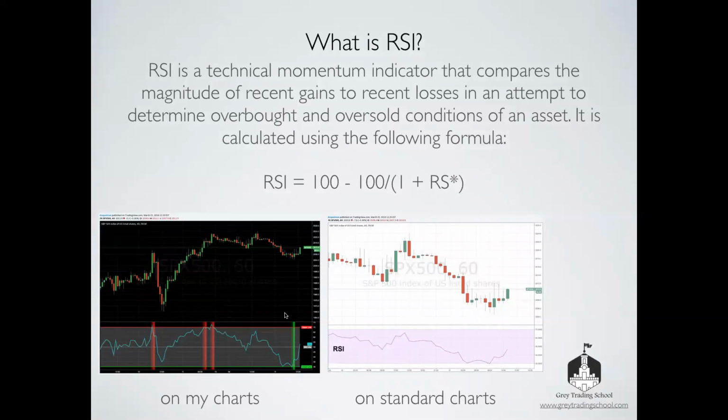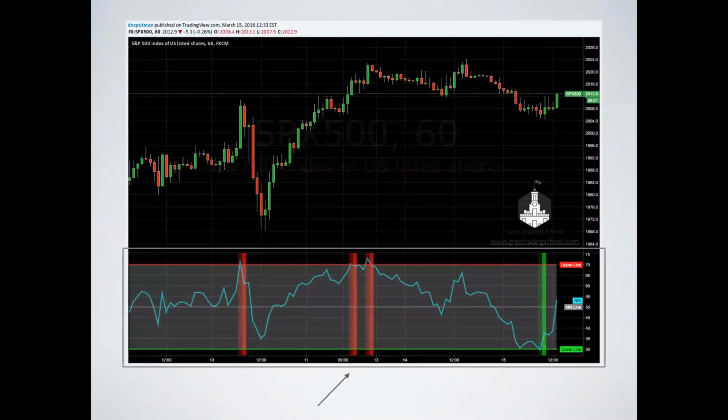Down here you'll see my chart that I have set up and how my RSI looks. But on standard charts you'll see RSI may be looking like this. RSI ranges from 0 to 100. An asset is deemed to be overbought once RSI approaches the 70 level, which is notated here on my chart as the upper line. That means it may be getting overvalued and is probably a good candidate for a pullback.